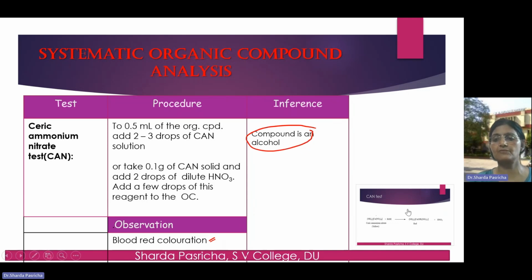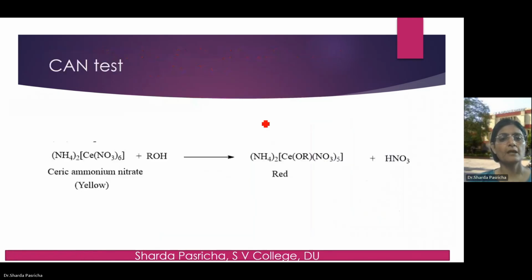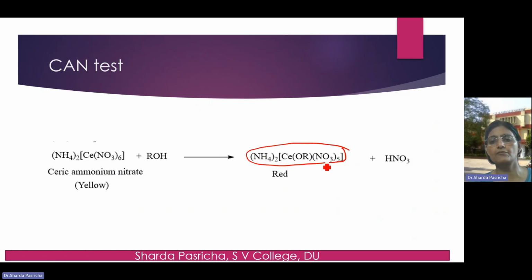Let us see the chemistry of the test. These alcohols will combine with ceric ammonium nitrate to give you this blood red coloration because of the formation of this compound.